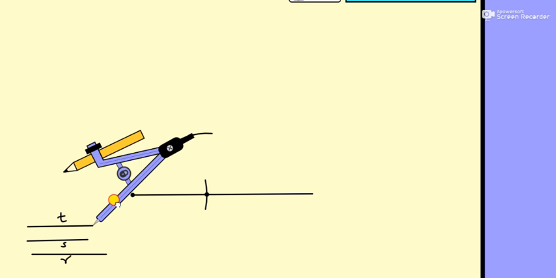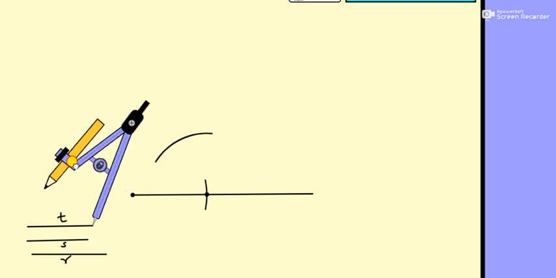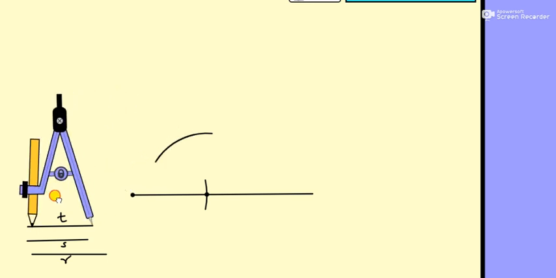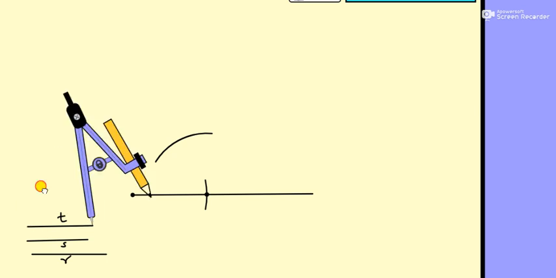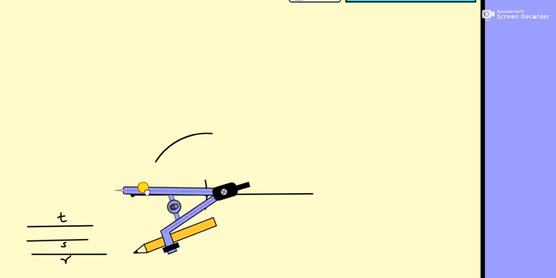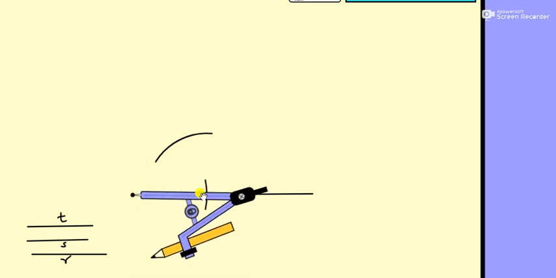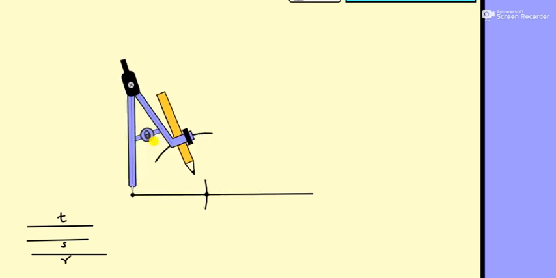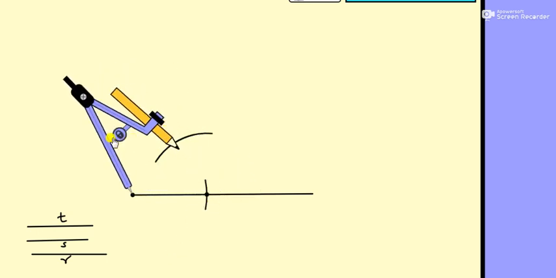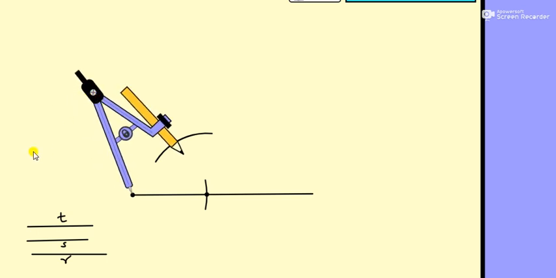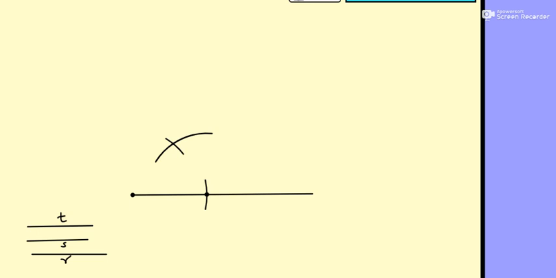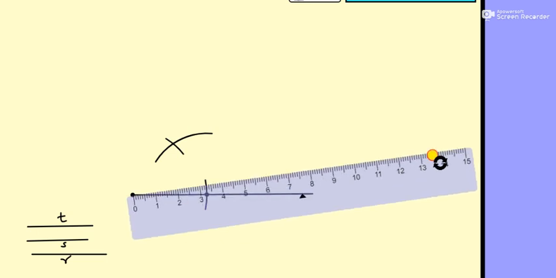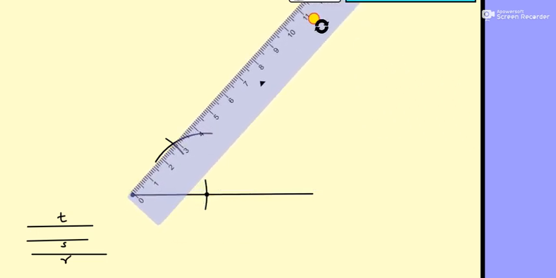Now come to this one. Take the distance T, this one, and from the point here you can cut the line here. Yes, and they intersect easily. Now remove the roundel, and with the help of the scale we can draw these lines.